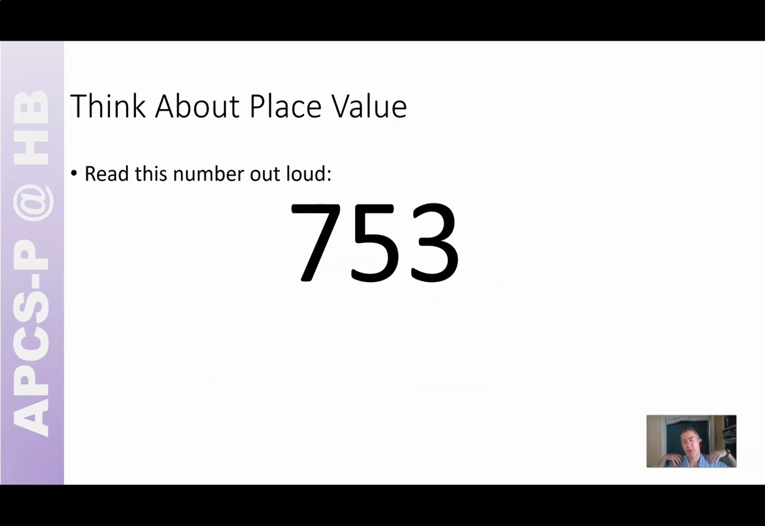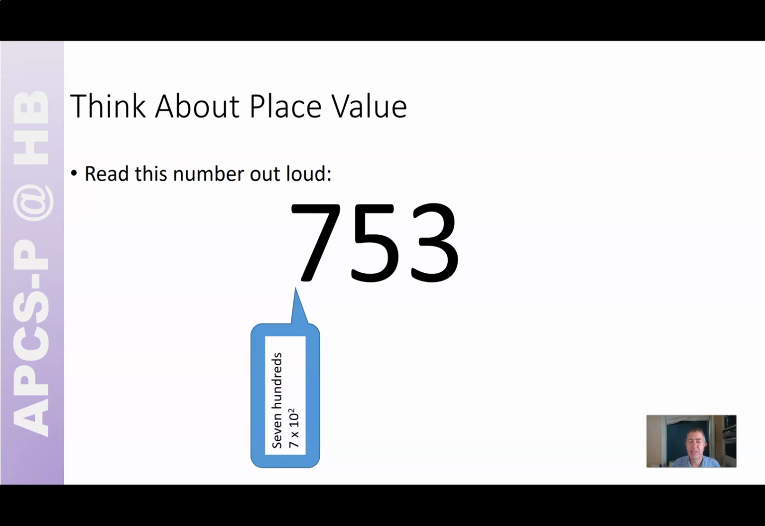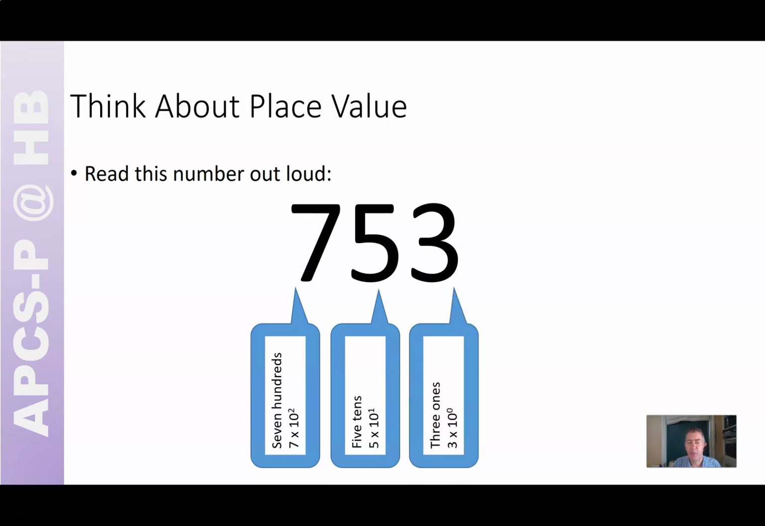So as we move on here, need to think about place value. What does place value mean? And that will help you understand binary numbers. Read the number out loud. You said 753, I hope, which means 7 100s, 7 times 10 to the second, 5 10s, so that's 5 times 10 to the first, and 3 1s, which is 3 times 10 to the 0 power. So we're doing powers of 10 here. 10 squared, 10 to the first, and 10 to the 0.